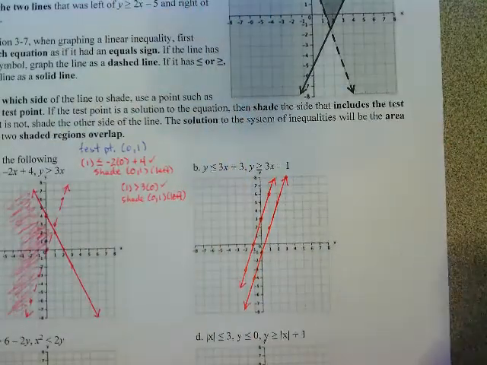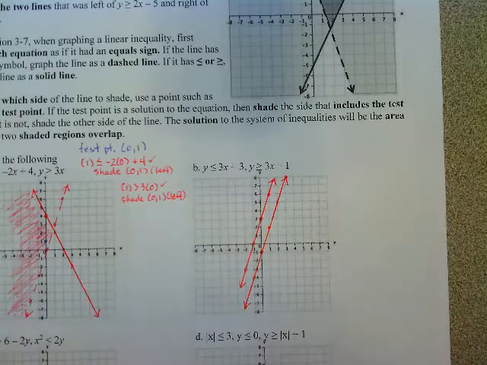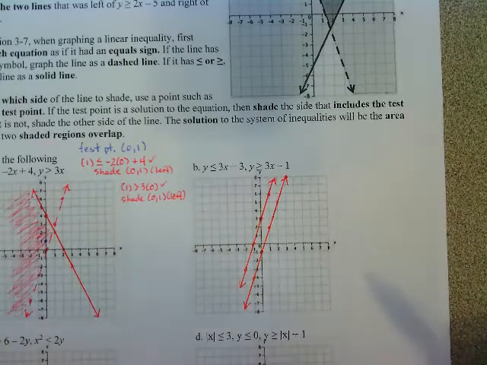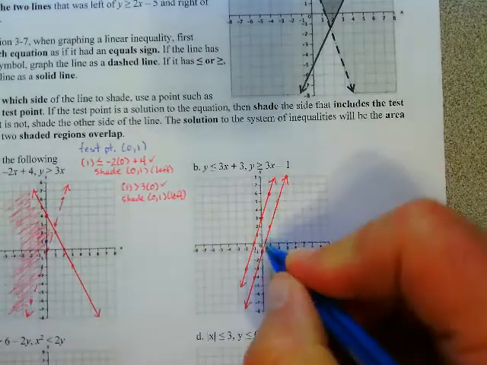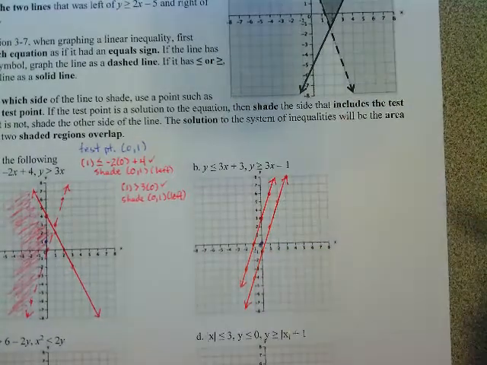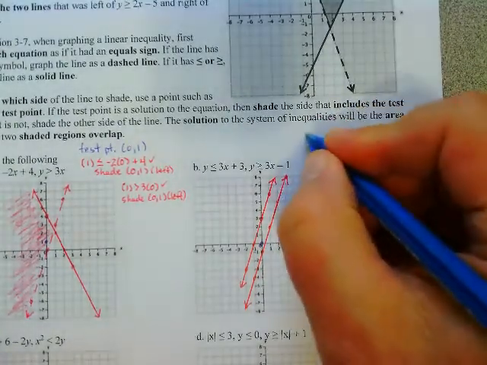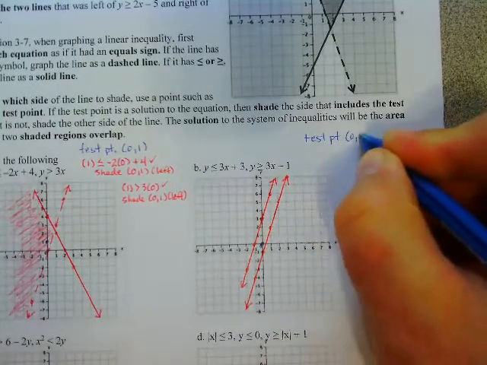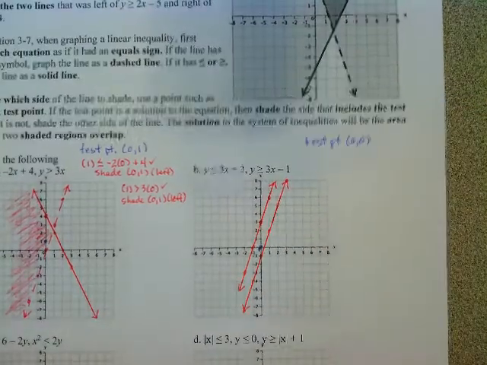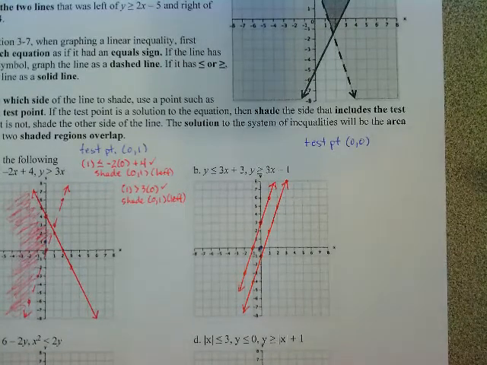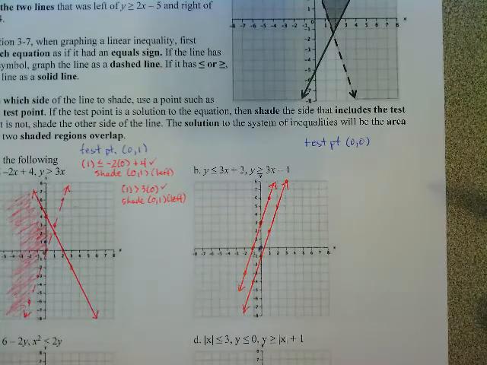So there are my two lines. And in this case, I can use the point 0, 0 since neither line goes through that. So we're going to test 0, 0. And again, if the test point works, we shade the test point side of the line. If it doesn't work, then we shade the other side.